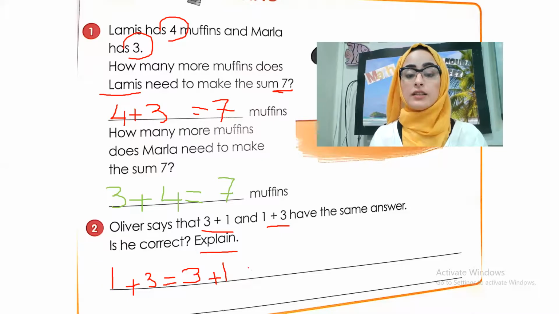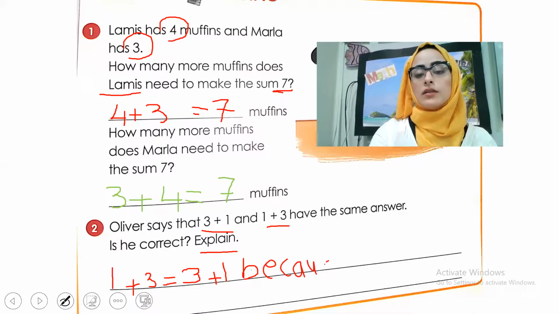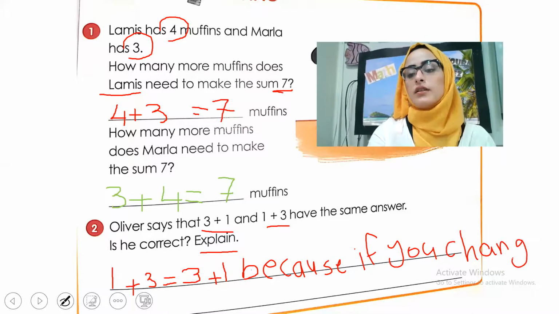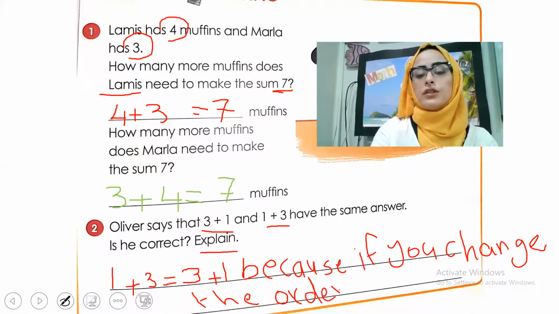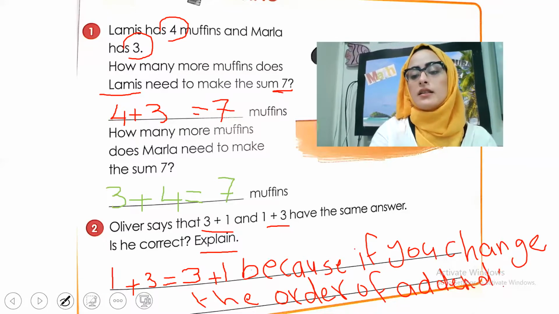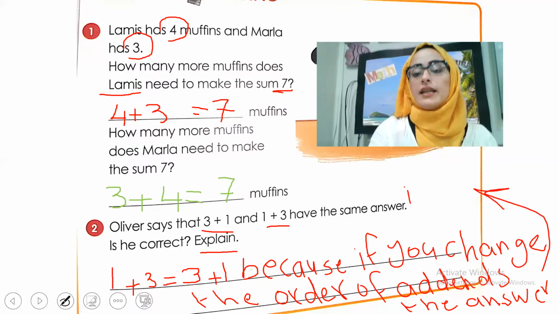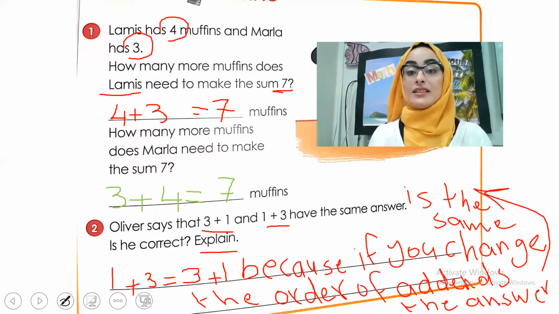So write, because if you change the order of the addends, the answer is the same. Make your handwriting smaller. Okay, that's it. Let's go to this last page.